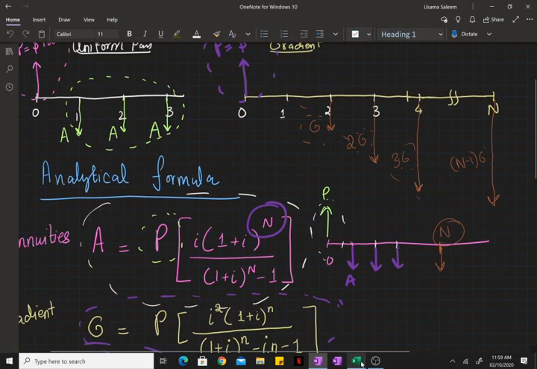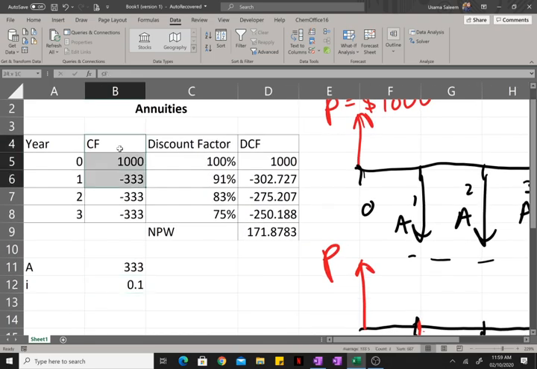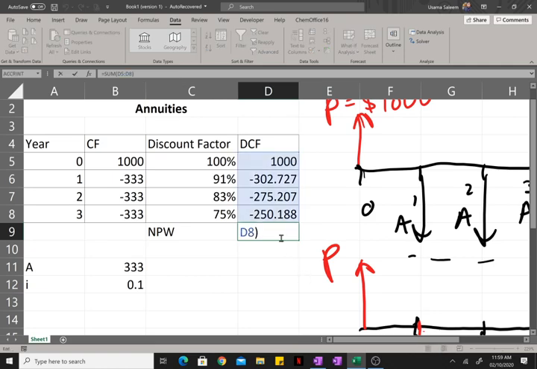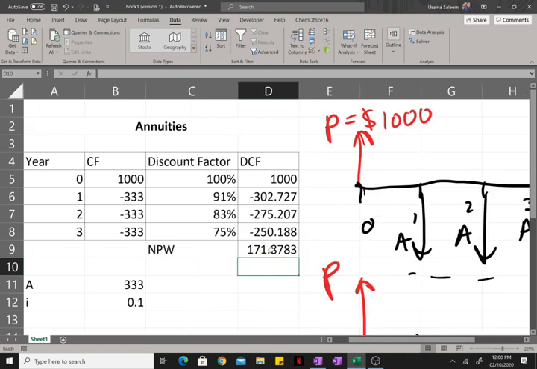In this video, we're looking at how to solve this problem by laying it out in a table where I have my individual cash flows in one column, the discount factor in the next column, and the discounted cash flows in the last column. Now, once you take the sum of the discounted cash flows from year 0 to year 3, you're going to get the net present worth of all the cash flows.